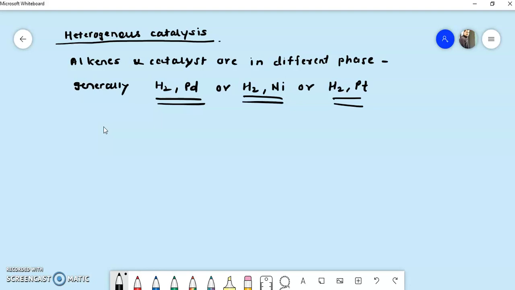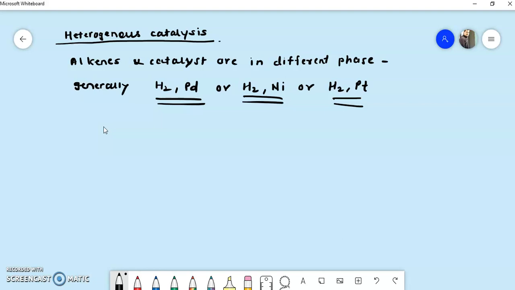Now you will ask why palladium, nickel and platinum are required along with hydrogen. You know hydrogen is a gas, so how do we use a gas in the reaction? For that it needs some support. Palladium is a metal which is solid, so on the surface of palladium, hydrogen gas will be adsorbed, or on the surface of nickel, or on the surface of platinum, hydrogen gas will be adsorbed. And then that metal with adsorbed hydrogen gas is used as a catalyst for this transformation, for the reduction.